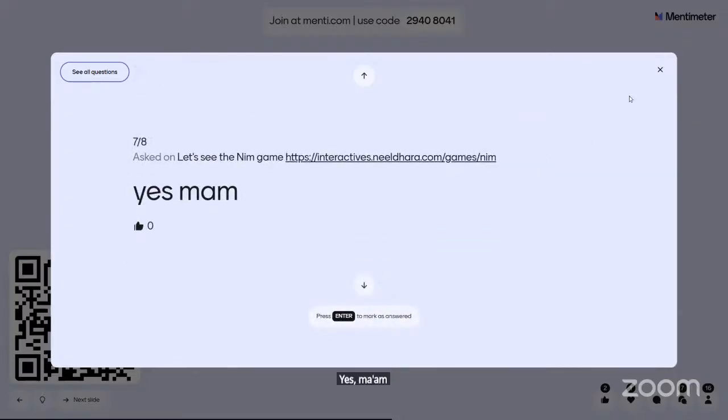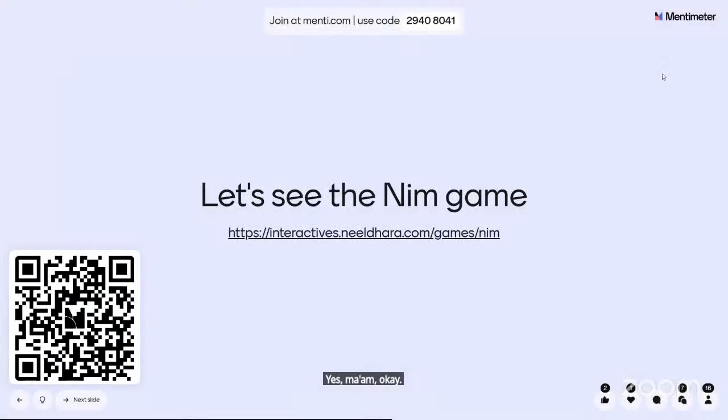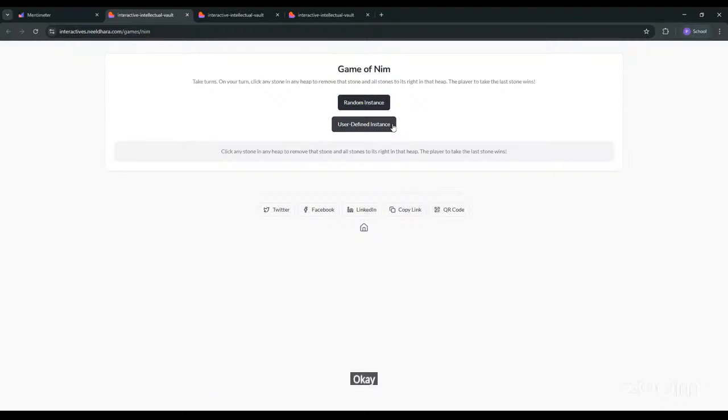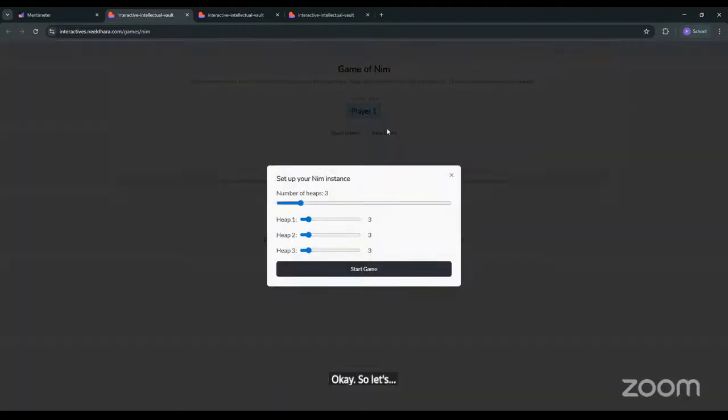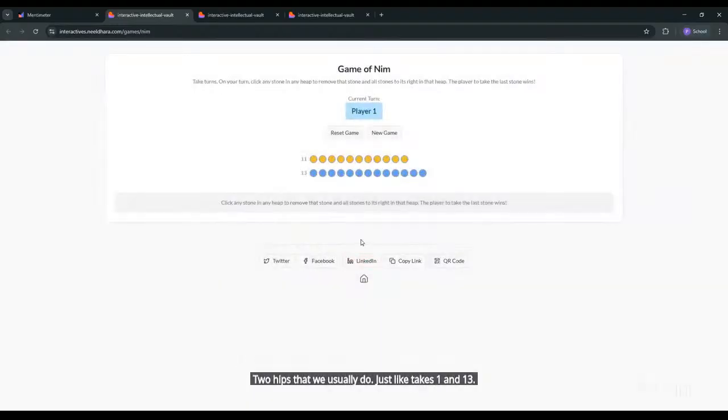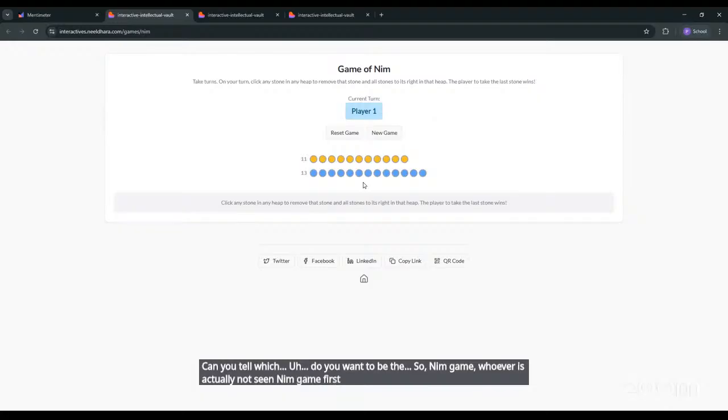Yes, ma'am. Okay. So it was clear. So let's move forward to the NIM game. Let's first do NIM with just two heaps, that we usually do. Say 11 and 13. For whoever has not seen the NIM game, let's first explain what the NIM game is.